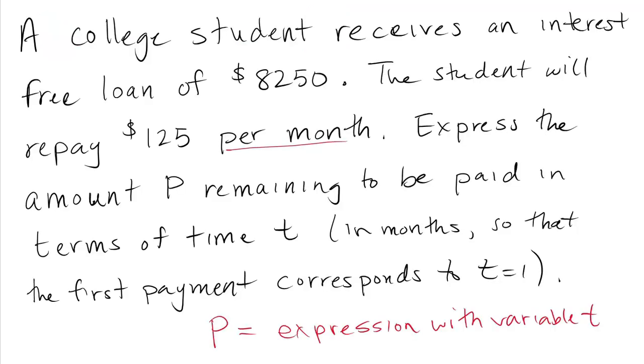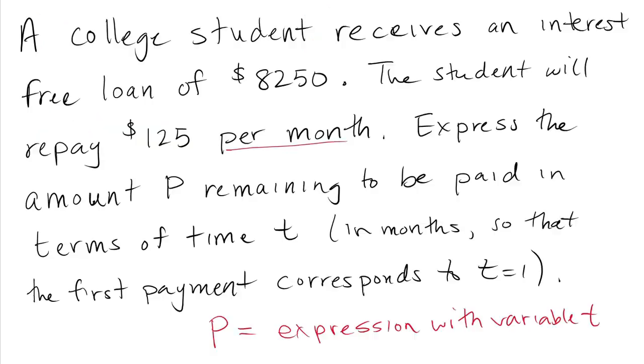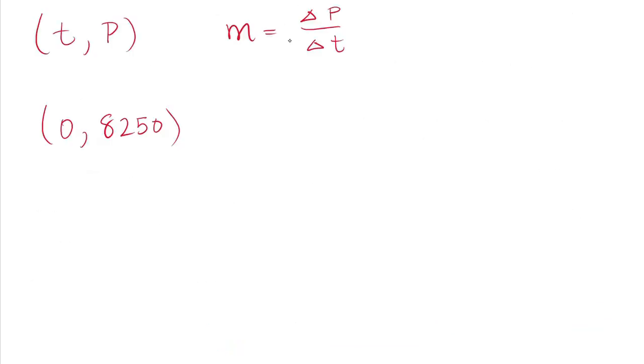Let's see what information we were given. A college student receives an interest-free loan of $8,250. At time 0, the amount that needs to be paid back is the entire loan amount, $8,250. So the point we were given is 0, 8,250. Now, one way we could proceed is to pick a certain amount of time in the future and figure out what the balance would be at that time. But there's a slicker way to do this. That's the change in money over the change in time. That's exactly what our slope is supposed to be.